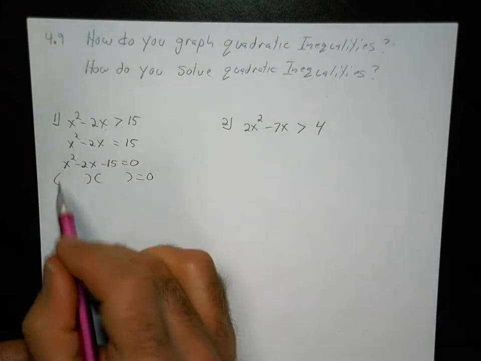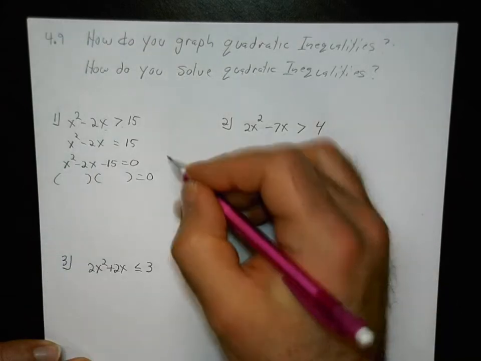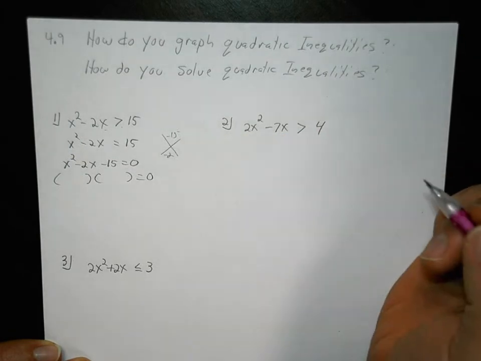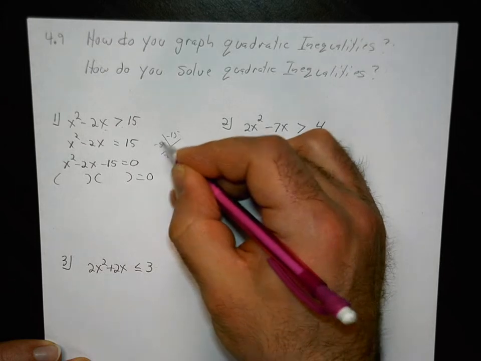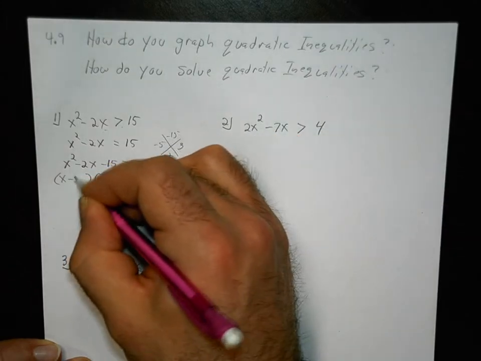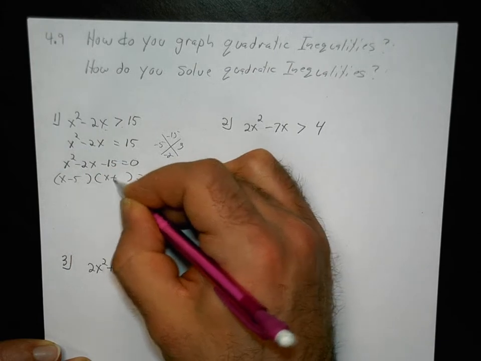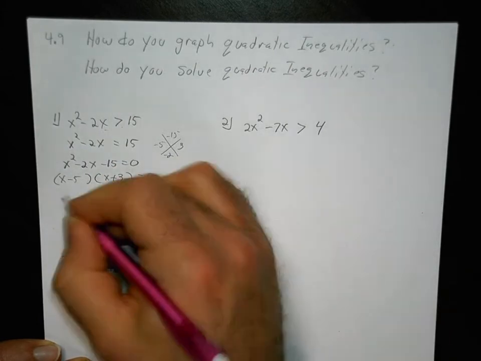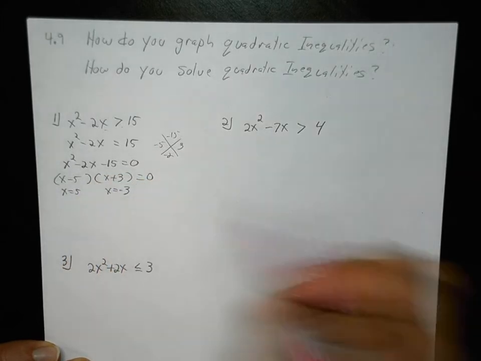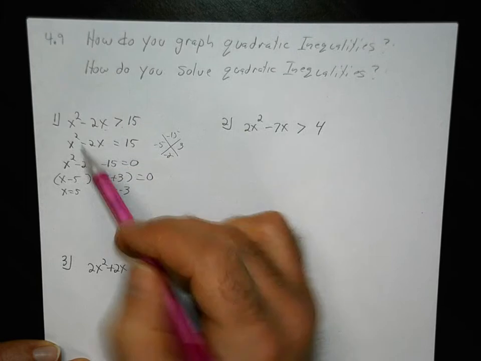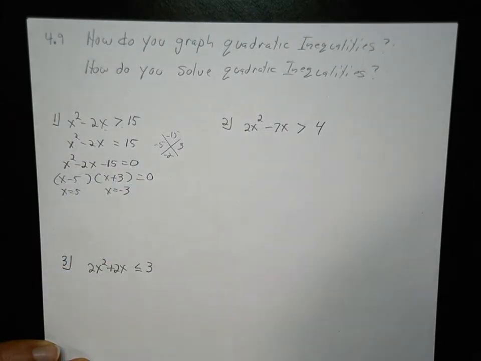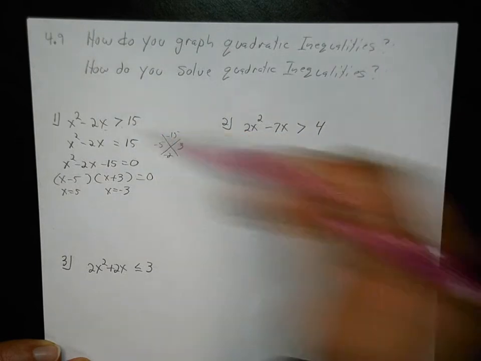In this case, it's a simple diamond problem. Two numbers that multiply to get negative 15 and add up to negative 2, which would be negative 5 times 3. So it would be x minus 5, x plus 3. My solutions then would be x equals 5 and x equals negative 3. Those are my critical points, the values that I'd plug in here that would get me 15. But we want to know what values give me more than 15.